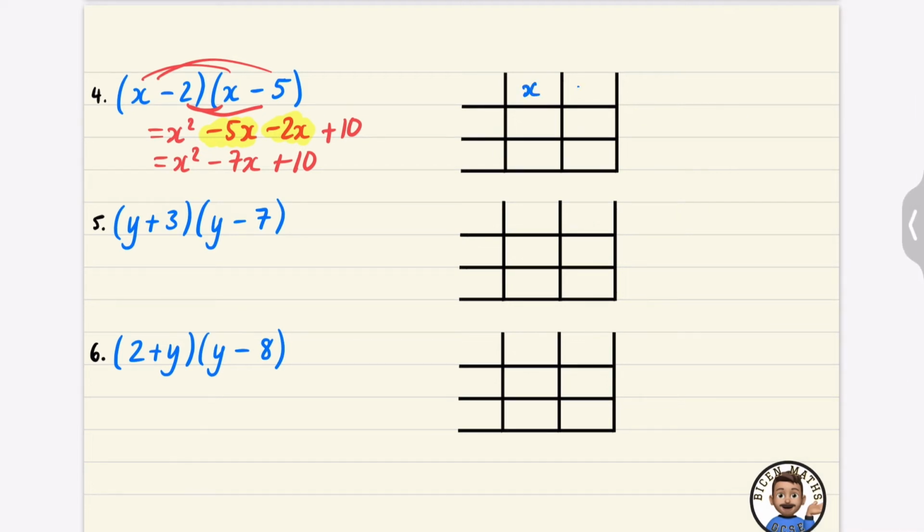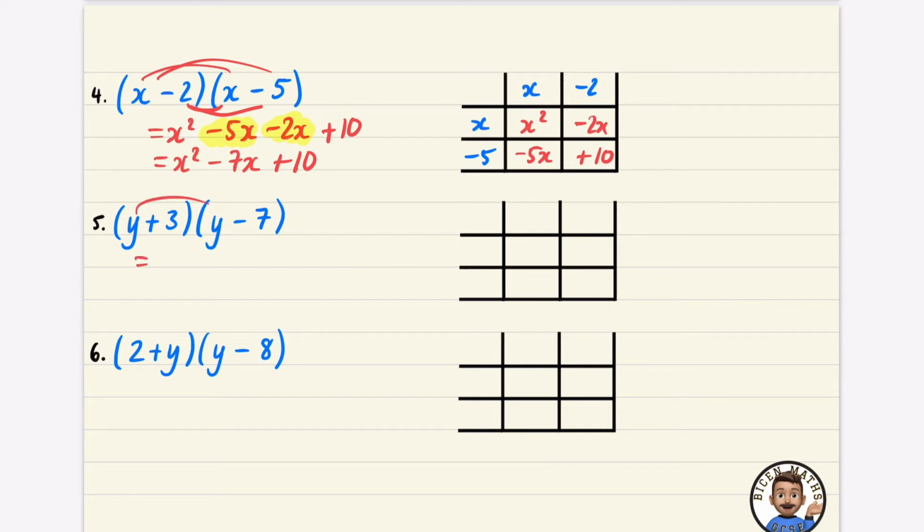If you like the grid method, you have x minus 2 and x minus 5. You get x squared minus 2x minus 5x, and then the two negatives when they multiply, you get positive 10, and then everything in here is the same as this. It just depends which one you prefer.